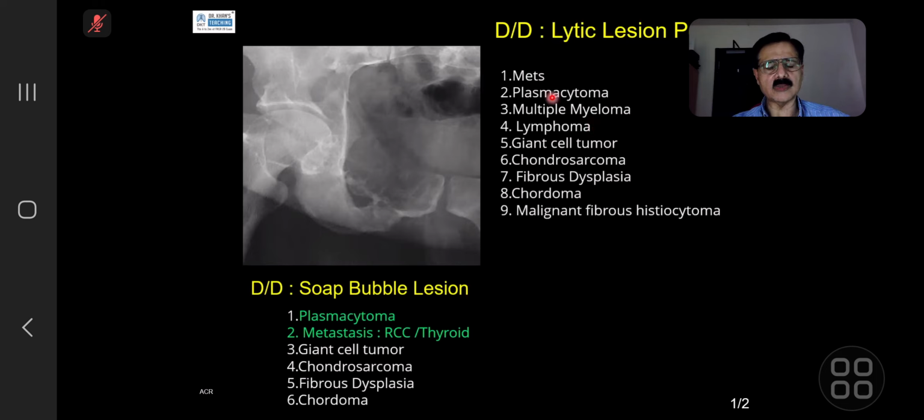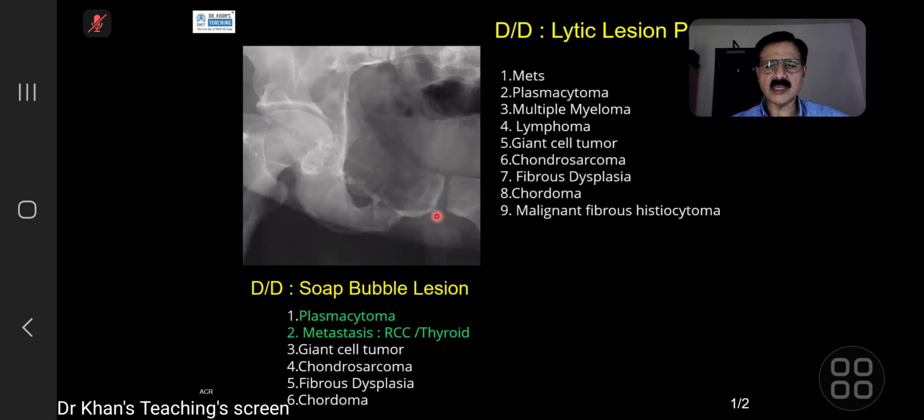And then other than plasmacytoma and multiple myeloma, I'll tell you very shortly what is the difference between the two. And then lymphoma. Lymphoma cannot give you a soap bubble appearance. This is the point to remember. And then giant cell tumor, chondrosarcoma, these are all common. So this is a lytic lesion and this is a soap bubble lesion.